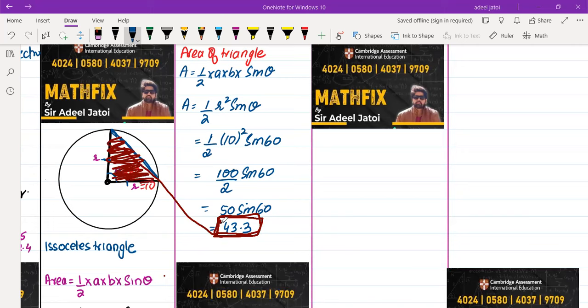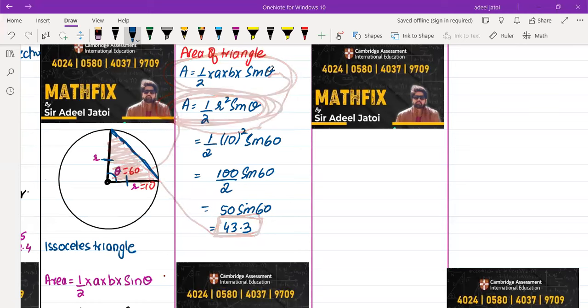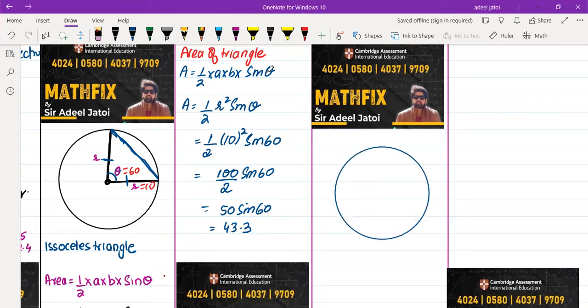This is through the formula of half r square sine theta. But this formula comes through what? Half AB sine theta. So this triangle area is important, because now what we are doing is the minor segment and the major segment. So we need to understand the minor segment and the major segment.